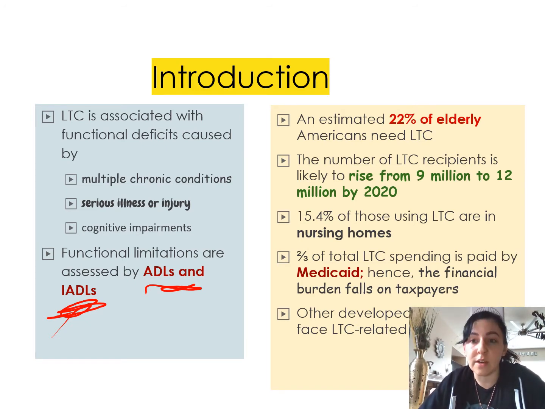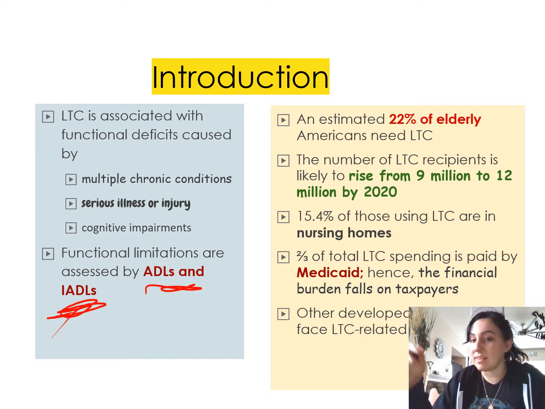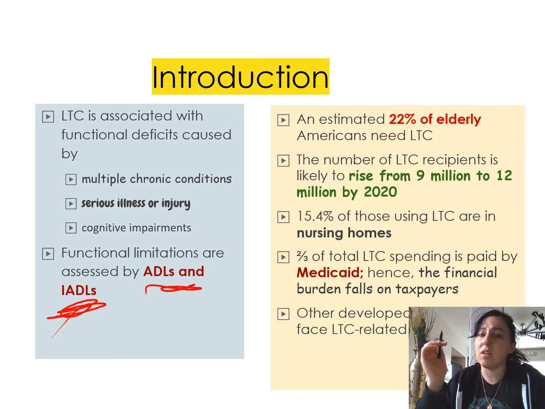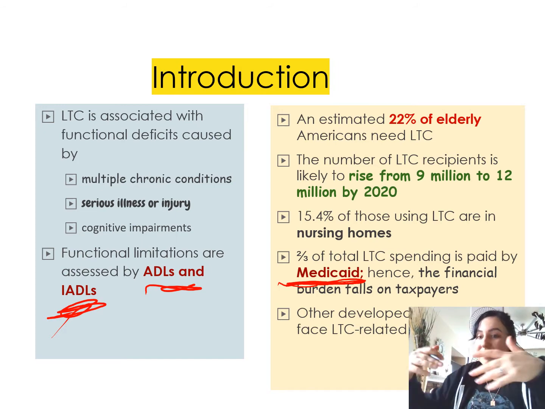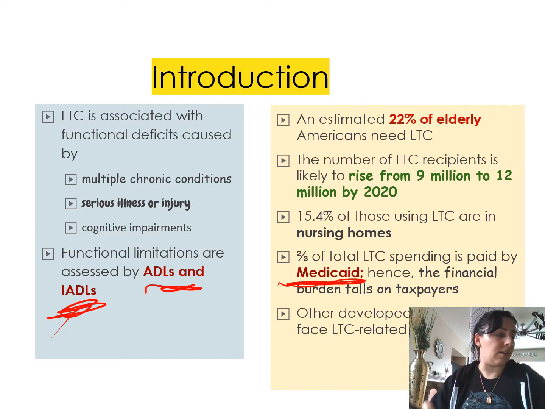15.4% of the people using long-term care services are living in nursing homes. And 2/3 of all long-term care spending is being paid by Medicaid. So a lot of the services that are provided for older adults, and also not necessarily older adults, but just those who need long-term care services, are being paid for by Medicaid. So a lot of the burden falls on the taxpayers, of course, and it may or may not be sustainable in the future.